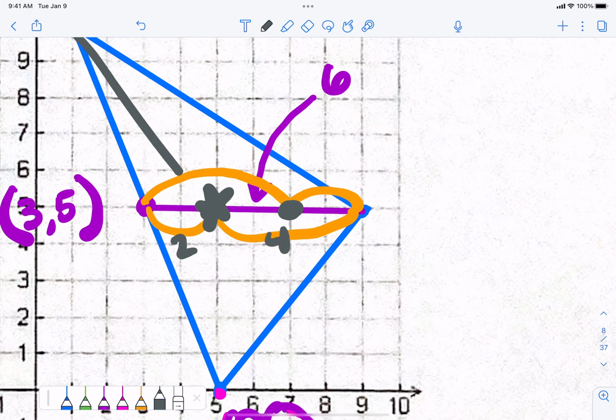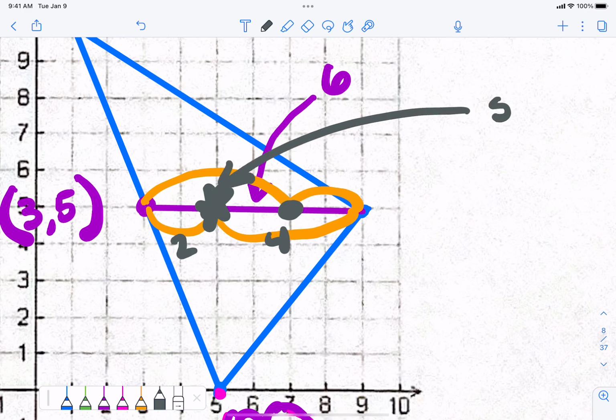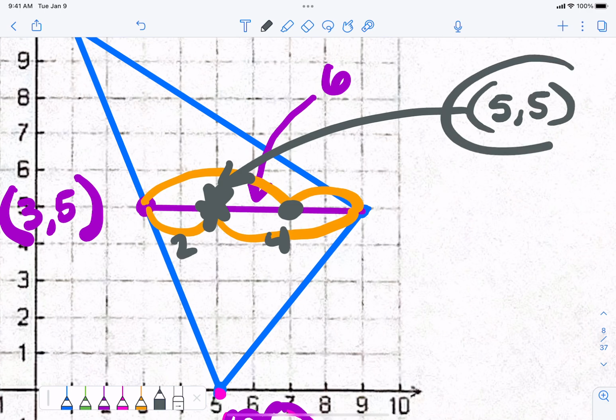I don't have to draw all the other ones, right? If I did, they would all connect right there probably, right? But I don't have to draw all of them, okay? So the centroid is going to be located where? 5, 5. That's where my centroid is, okay? So you only have to draw 1. Now, make sure you pick the correct one.